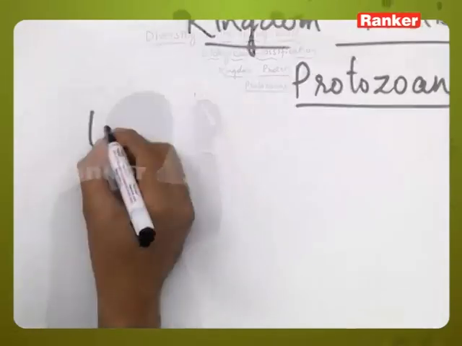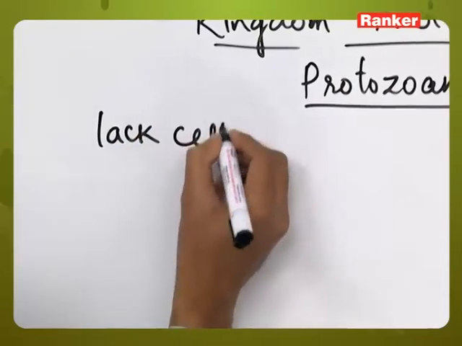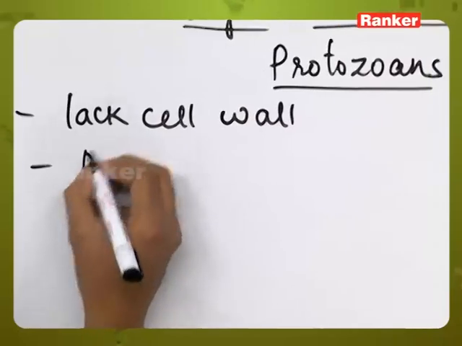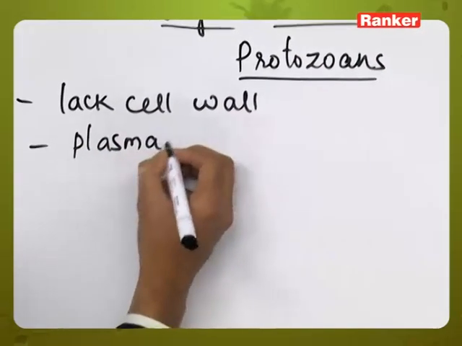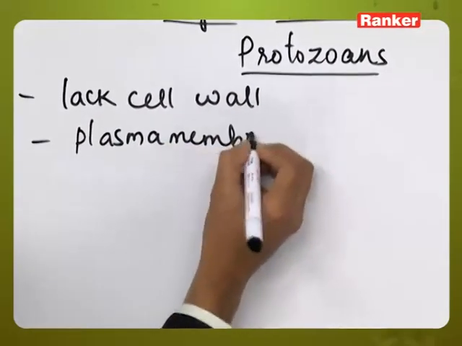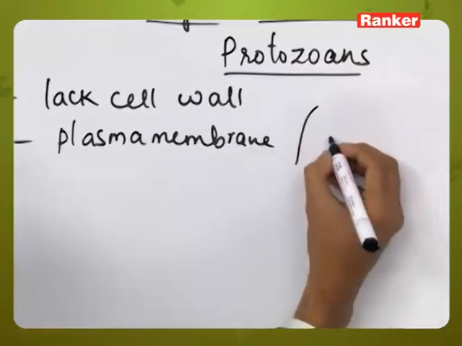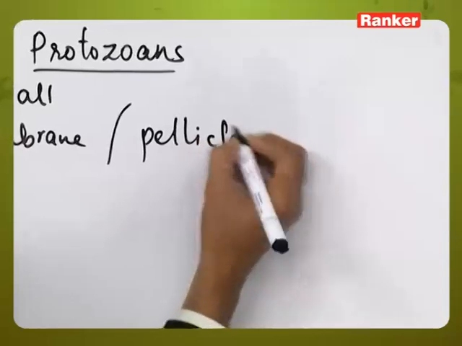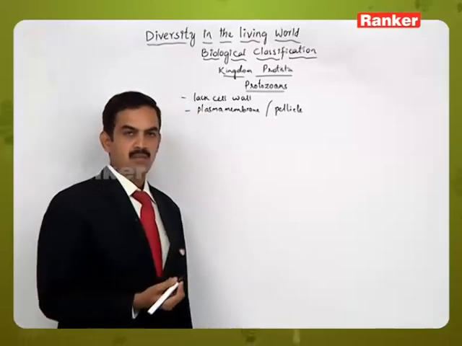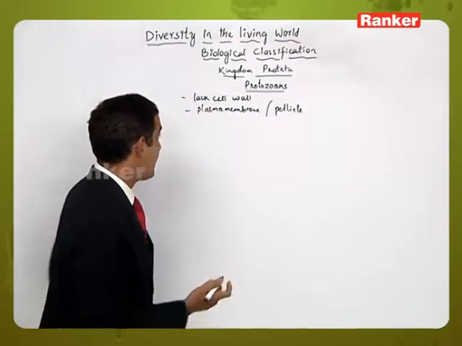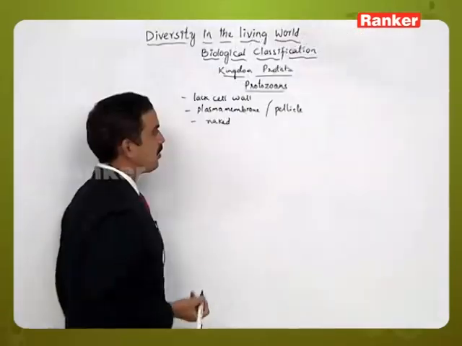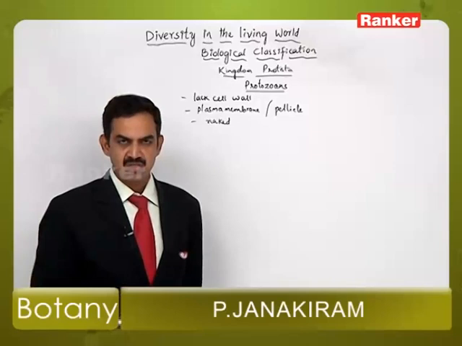They lack a cell wall. But in place of a cell wall, some of them have a plasma membrane around them, or some will have a special protein structure called a pellicle, like in Paramecium. And some are naked also, without any such covering structure around them.